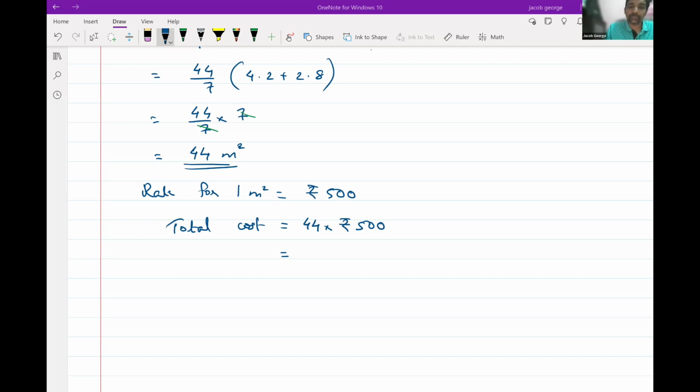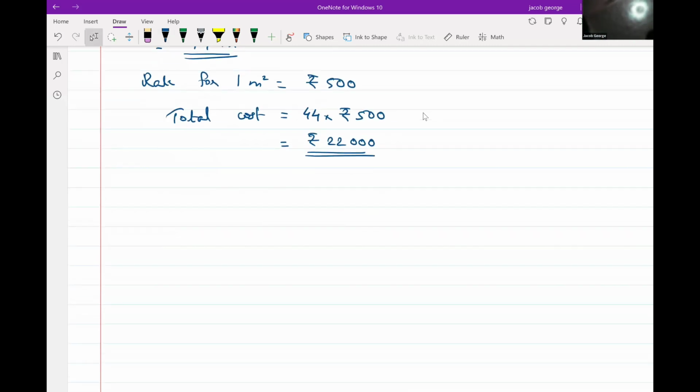So the answer is 22,000 rupees. Remaining students got the same, right? Rupees 22,000. This is the answer. Hope you all understood like this. Area of the tent, area of the canvas used for making the tent, all CSAs only. That curved surface is enough. Now we have question number 8. Question number 7 is done. Next is question number 8.